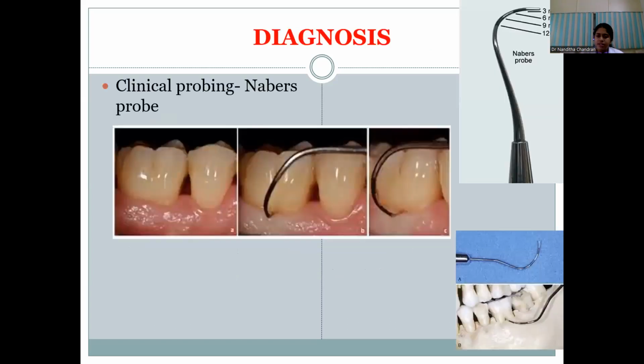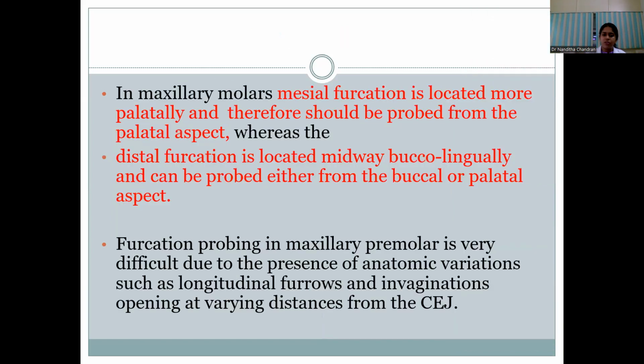How to diagnose furcation? Clinically, diagnosis is done using a probe called Nabers probe, whose markings are 3 to 6 and 9 to 12 black band. Always, radiographs are used as an adjunct to the clinical diagnosis, not as a single diagnostic method. Always, along with the clinical diagnosis, we can use the radiograph to confirm our diagnosis. So with Nabers probe, if the black band is going inside, it shows there is furcation involvement.